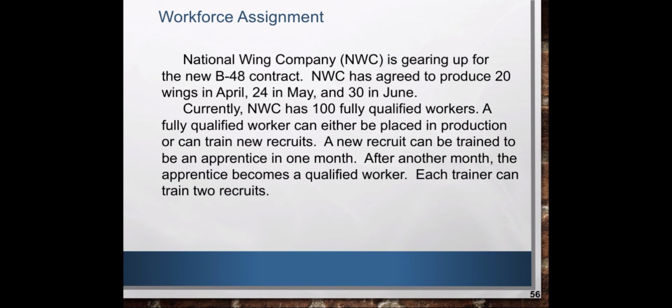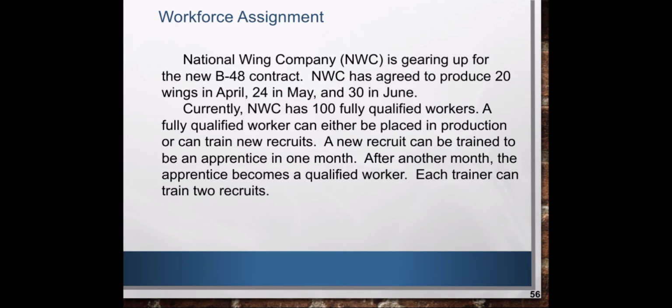National Wing Company, or NWC, is gearing up for the new B-48 contract. NWC has agreed to produce 20 wings in April, 24 in May, and 30 in June. Currently, NWC has 100 fully qualified workers. A fully qualified worker can either be placed in production or can train new recruits.